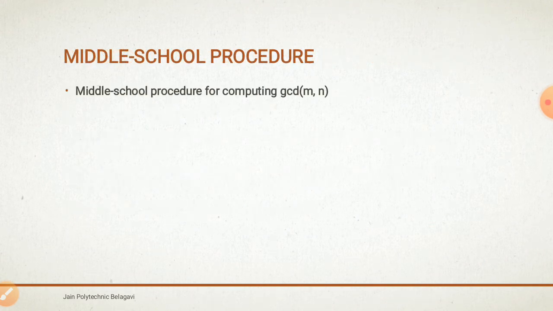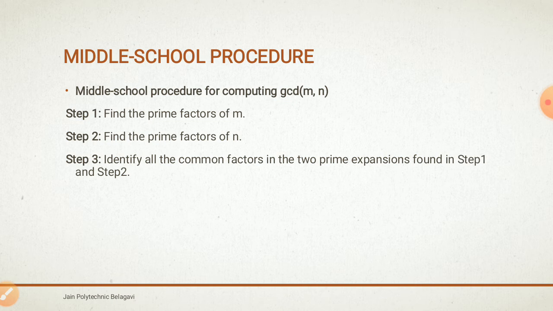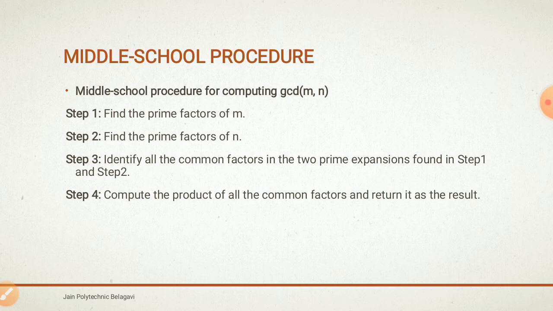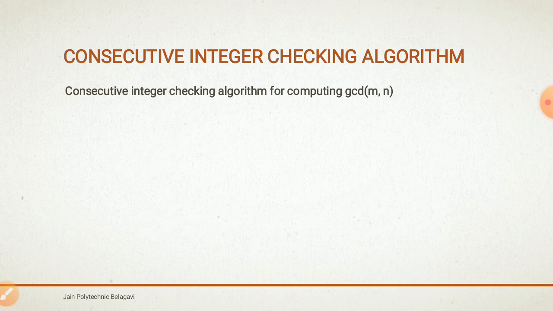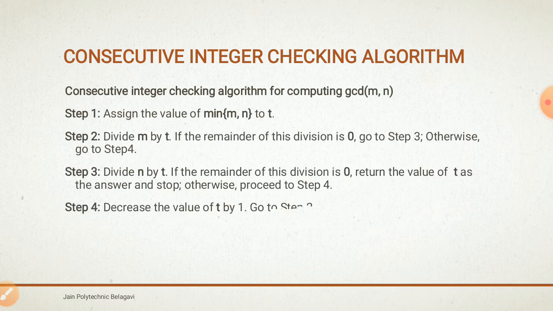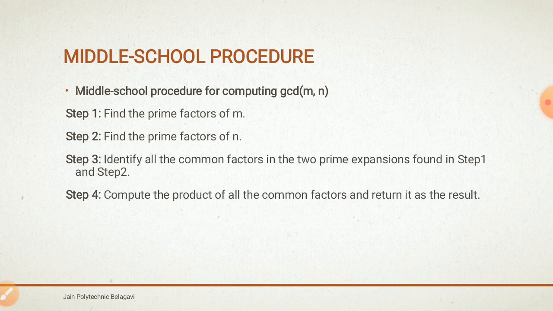Then if you apply the middle school procedure for computing the GCD of two numbers, it follows: find the prime factors of m, then find the prime factors of n, then identify all common factors in the two prime expansions found in step 1 and step 2. Compute the product of all common factors and return it as the result. This is how the middle school procedure works.